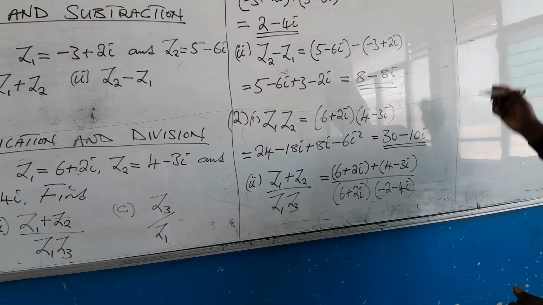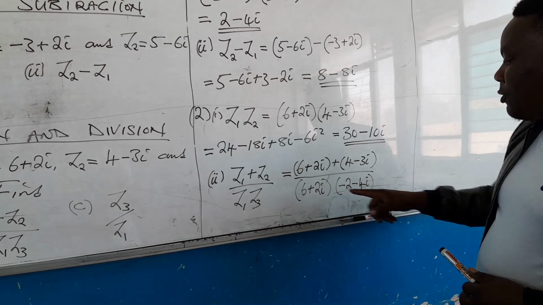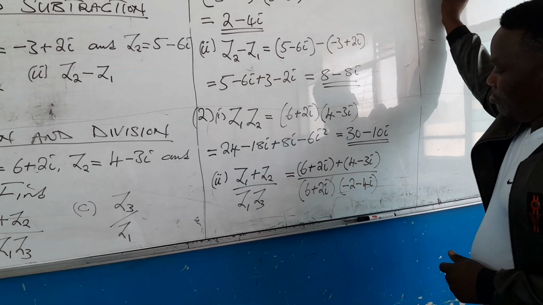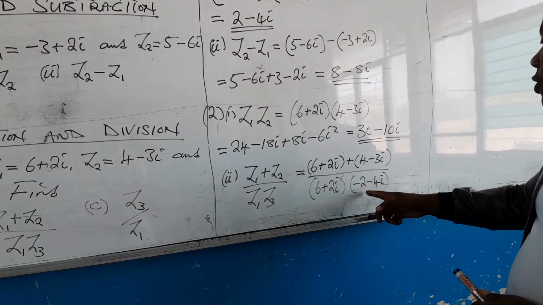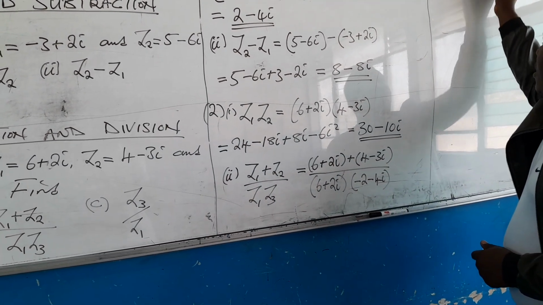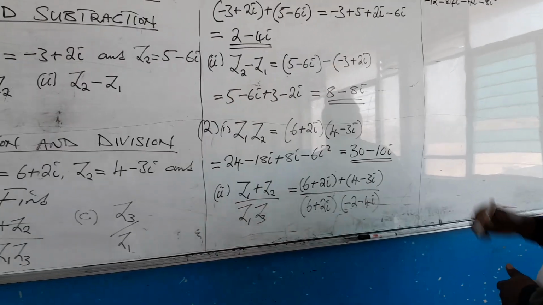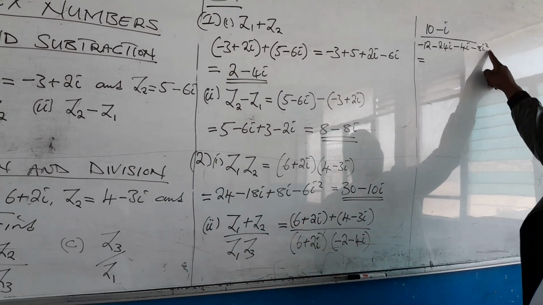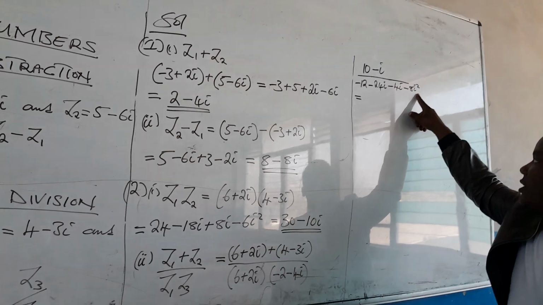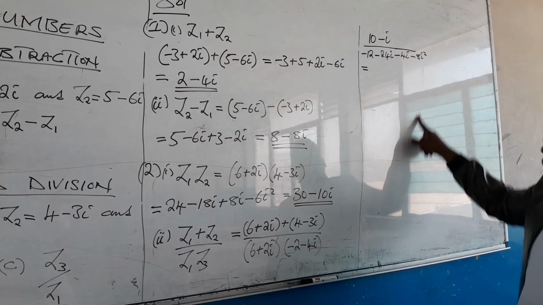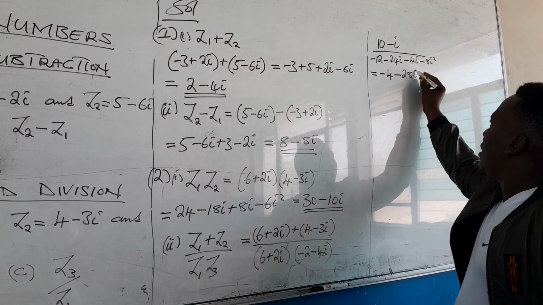Over, 6 multiplied by negative 2 is going to give us negative 12. 6 multiplied by negative 4 is going to give us negative 24i. 2 multiplied by 2 is going to give us negative 4i. This and that is going to give us negative 8i squared. Now we know that i squared is negative 1. So negative 1 multiplied by negative 8 is going to give us positive 8. So negative 12 plus 8 is going to give us negative 4. This and this is going to give us negative 28i.